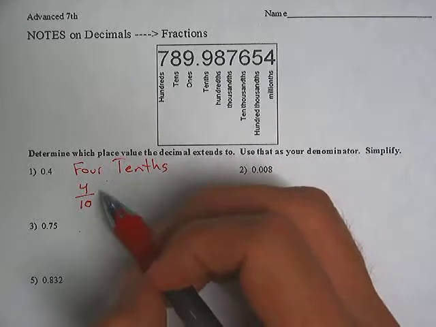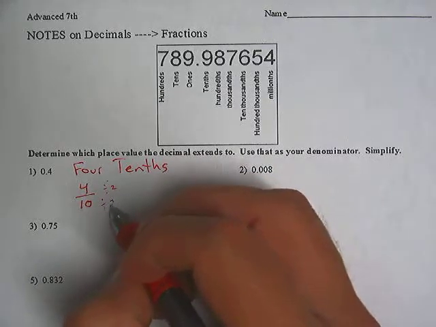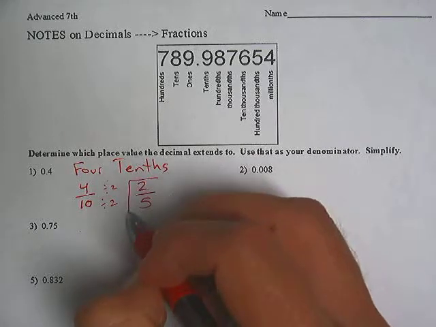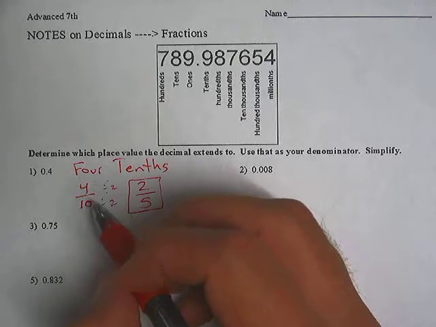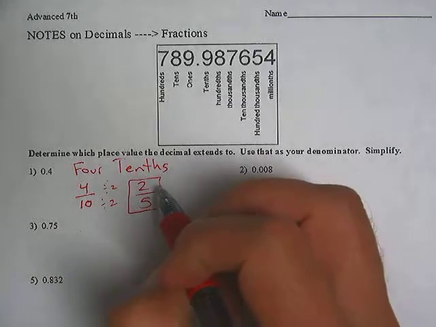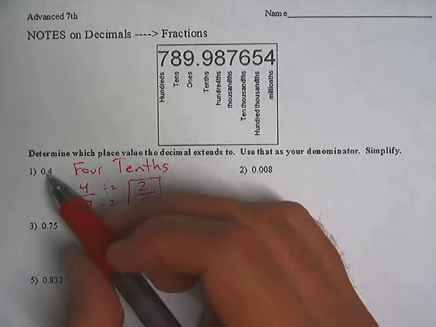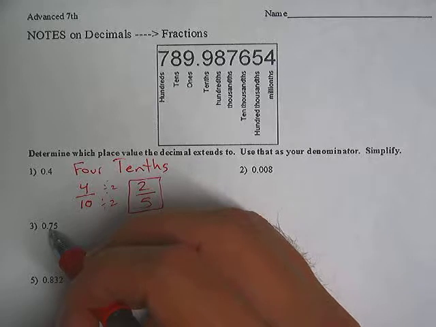Now I wouldn't leave 4/10 as my final answer because I always simplify if I can. So I can divide by 2 here, and my answer is 2/5. But that's equivalent to 4/10. So 0.4 is the same as 4/10, which is the same as 2/5. So the most simplified answer is 2/5, but these are all equivalent or equal.